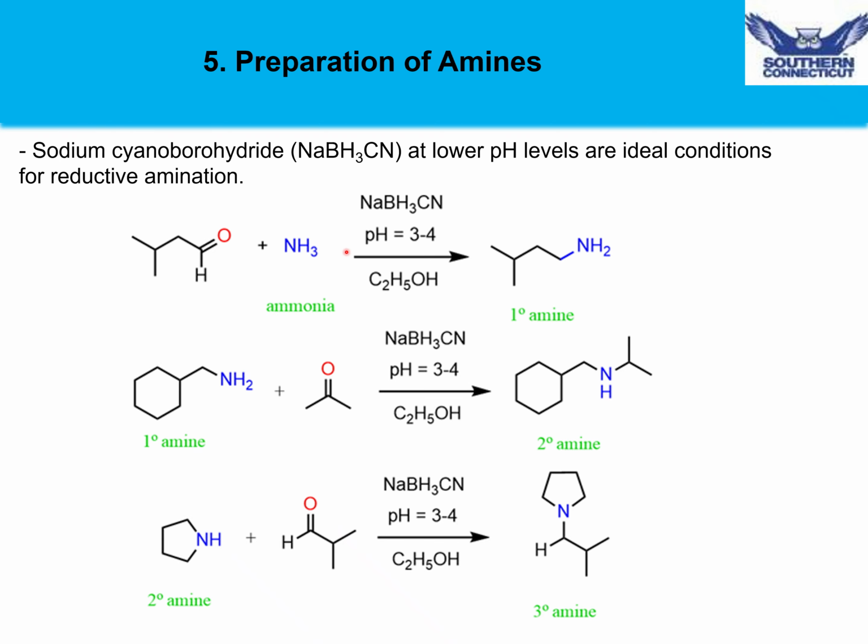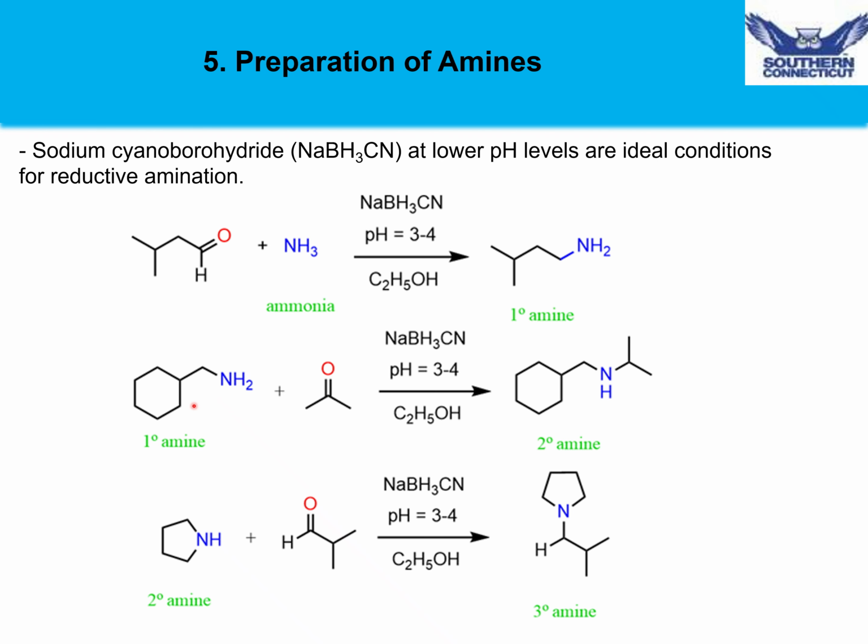Combining ammonia, for example, with an aldehyde will give you an imine initially, which would then be reduced by sodium cyanoborohydride to give us a primary amine. Note that this reaction is typically done at slightly acidic pH, somewhere around 3 to 4.